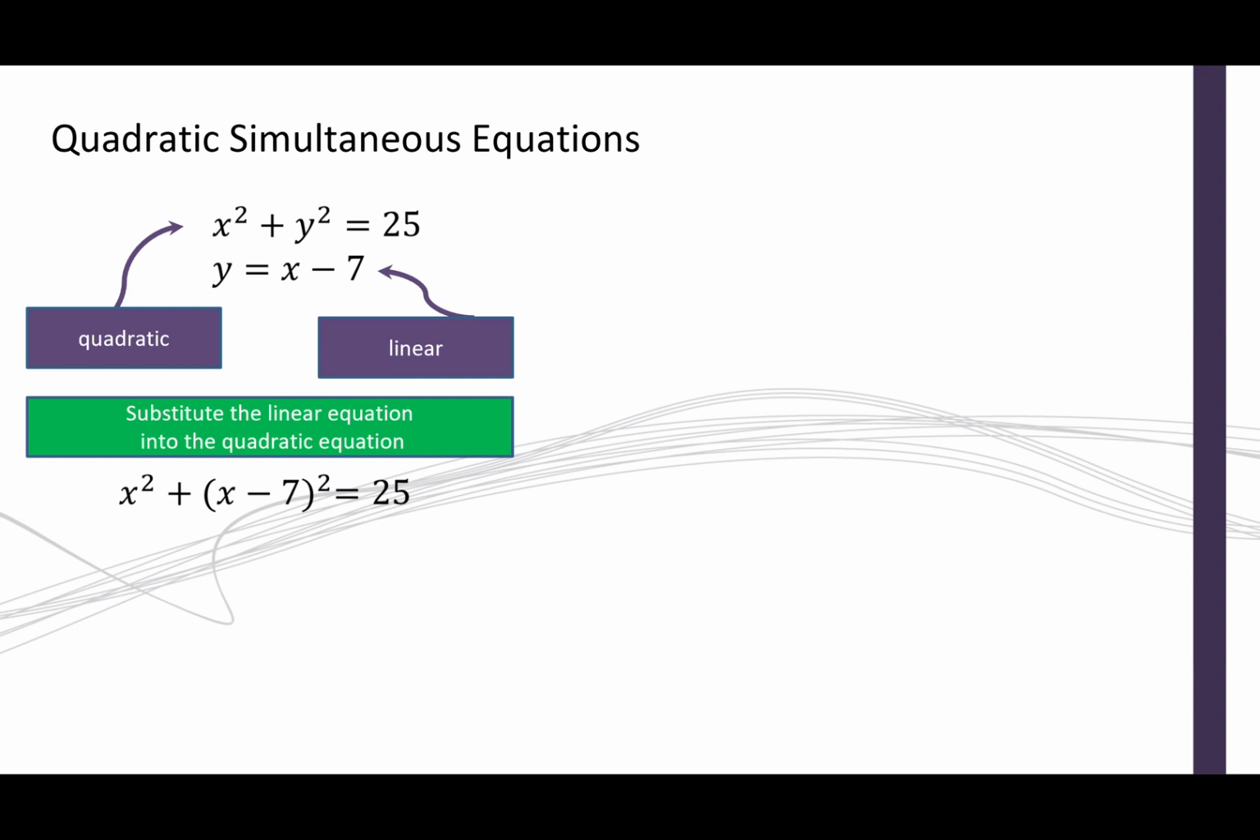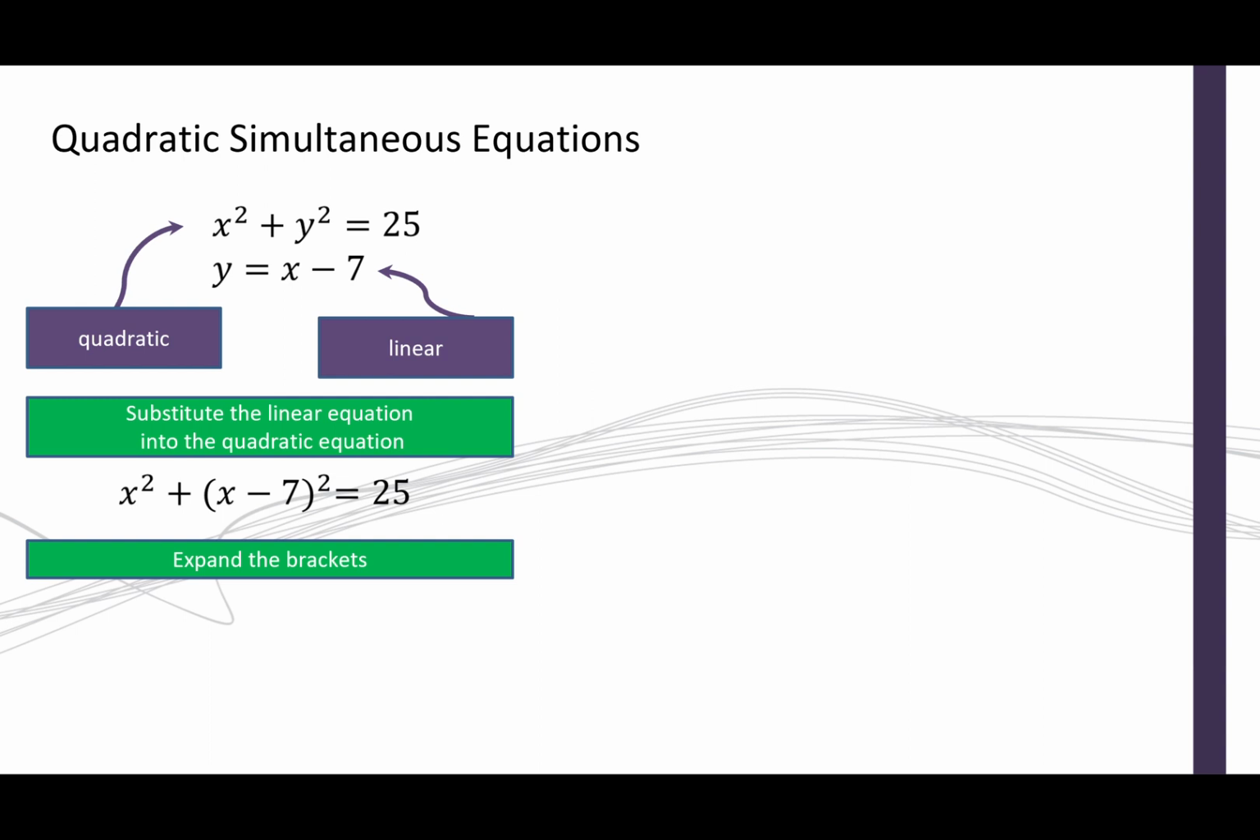So we can substitute this linear equation into our nonlinear equation. So wherever we see y in the nonlinear equation, we're going to substitute in x minus 7, as these mean the same thing. This gives us x squared plus (x minus 7) squared equals 25. From here, we're going to expand the brackets and add together our like terms. So you're going to multiply everything out.